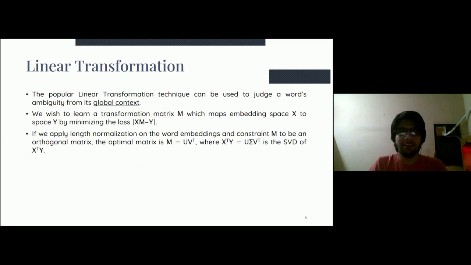So that is why we decided to apply the linear transformation technique, which is a global context-based approach. The idea is quite simple. We are just trying to rotate a particular word embedding space into another in order to map it so that the vectors for most of the words are aligned with each other. And we also applied some popular techniques such as constraining the transformation matrix to be orthogonal and applying length normalization, because they have been shown to improve the performance in most linear transformation applications.